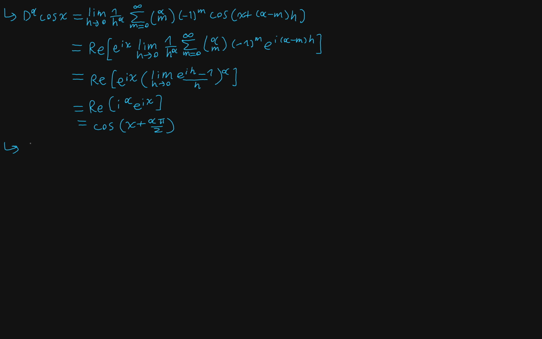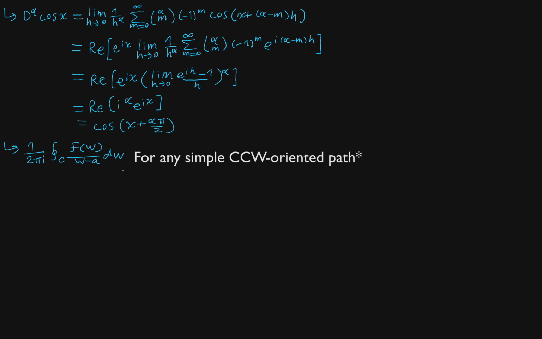This is a loose proof, it's not fully rigorous, but basically we have 1 over 2 pi i times the contour integral over C of f(w) over w minus a dw. Now C is a closed contour, any contour that closes in on the point a. It has a inside it.